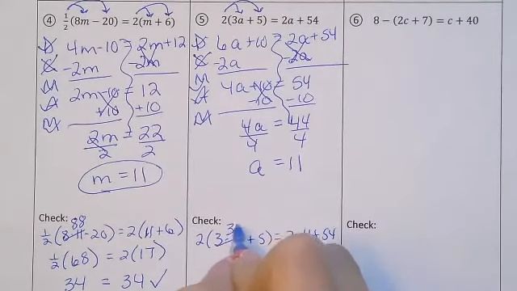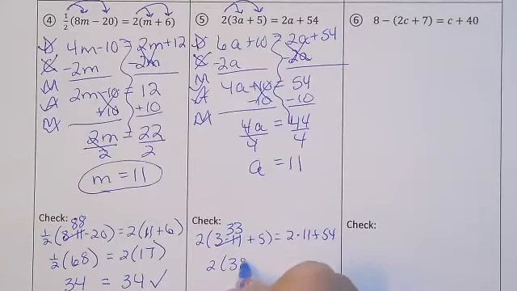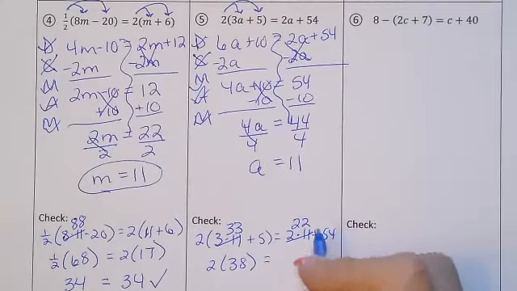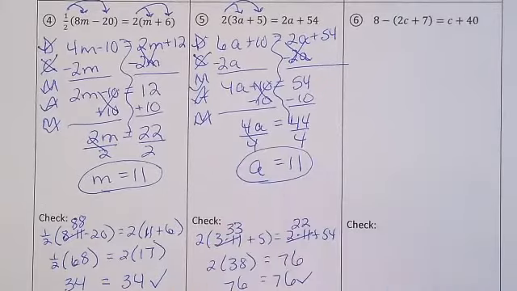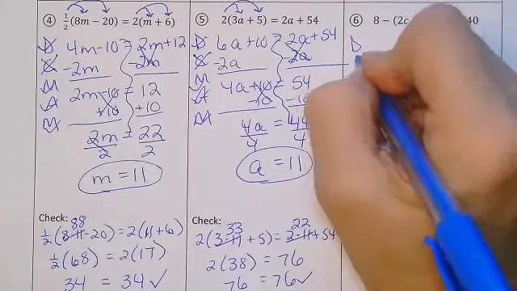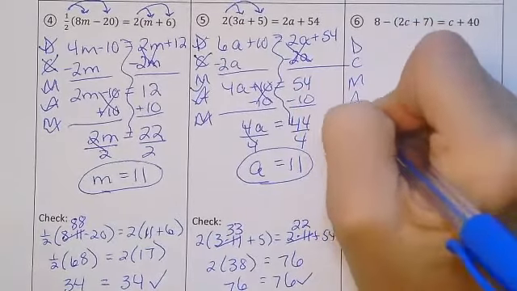Three times 11 is 33. And 33 plus 5 is 38. 2 times 11 is 22. And 22 plus 54 is 76. 2 times 38 is 76, which equals 76. So A is 11. Number 6, don't call me after midnight.